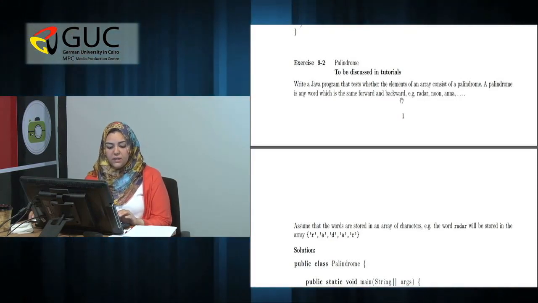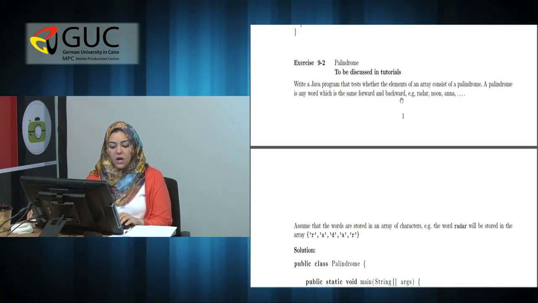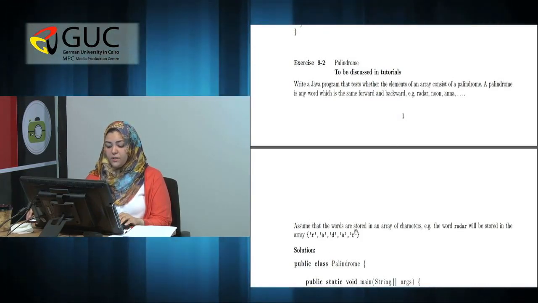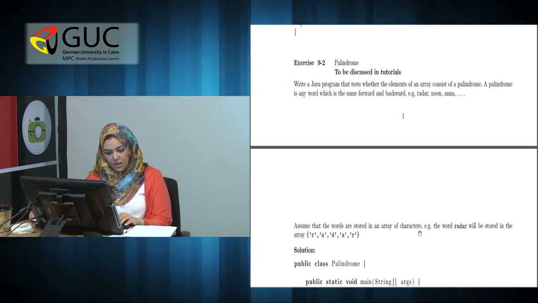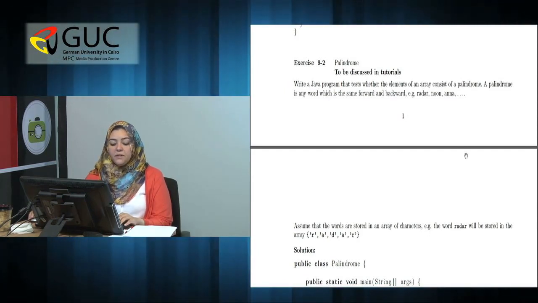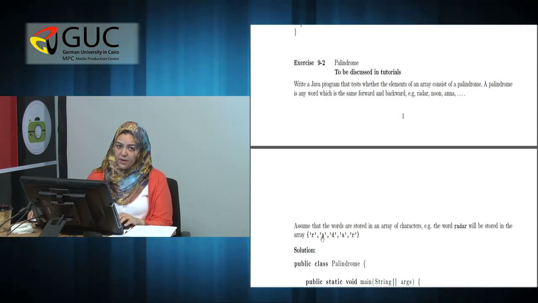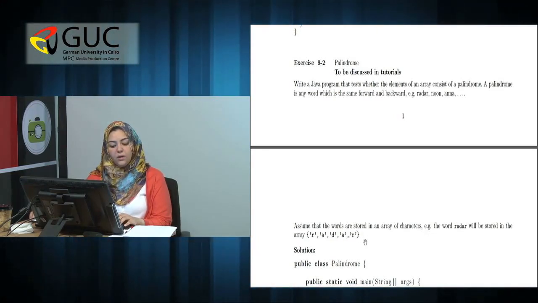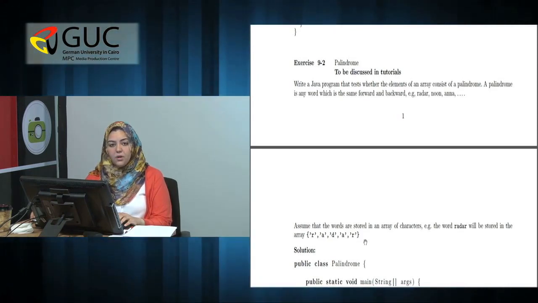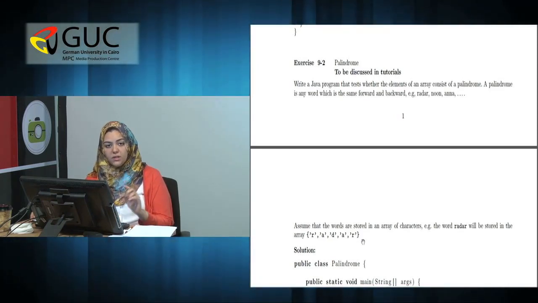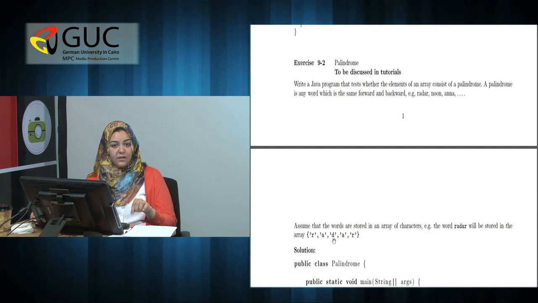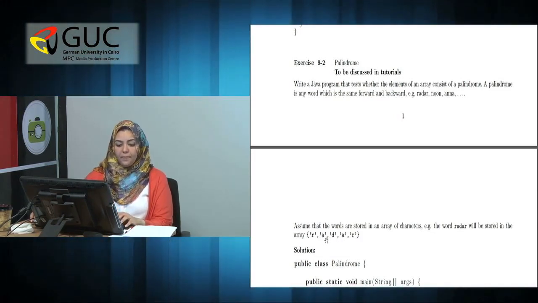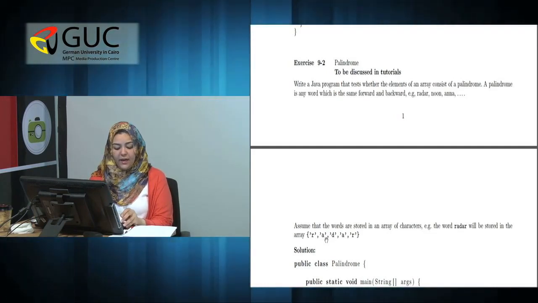And if you continue, it says to assume that the words are stored in an array of characters. For example, the word radar will be stored in an array like this: radar. This means that you have an array of type character, because the array consists of only one word. However, this array consists of several characters which make up the string. So we will have an array of characters.